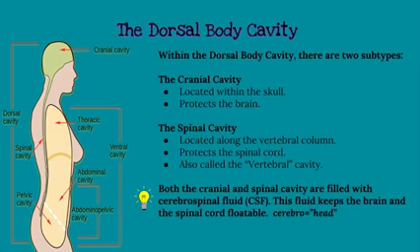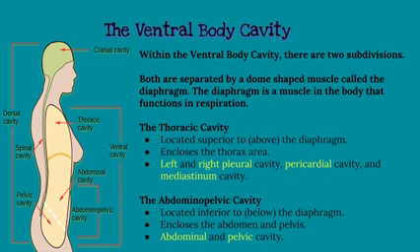The dorsal cavity has two subtypes. There's the cranial cavity of the skull, which protects the brain, and there's the spinal cavity located in the vertebral column and protects the spinal cord. Now, both the cranial and the spinal cavity are filled with cerebrospinal fluid. This fluid is also called CSF, and this fluid is what helps your brain and your spinal cord to stay afloat.